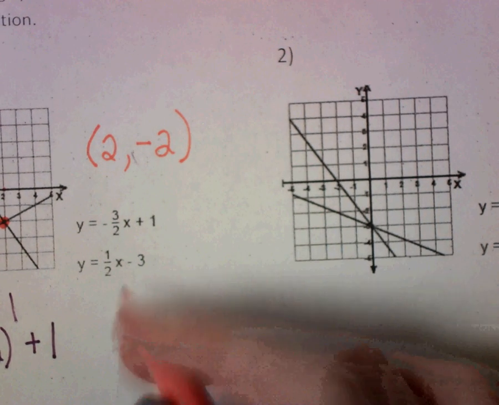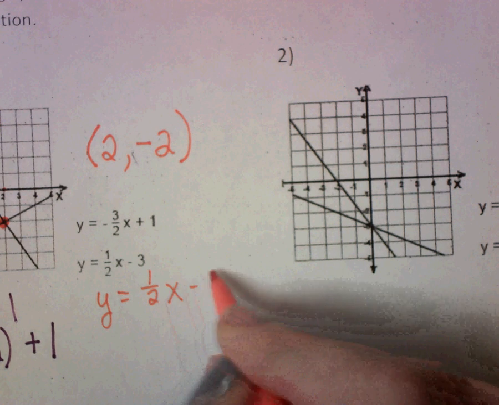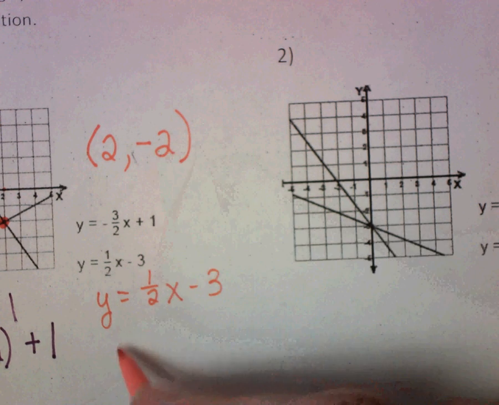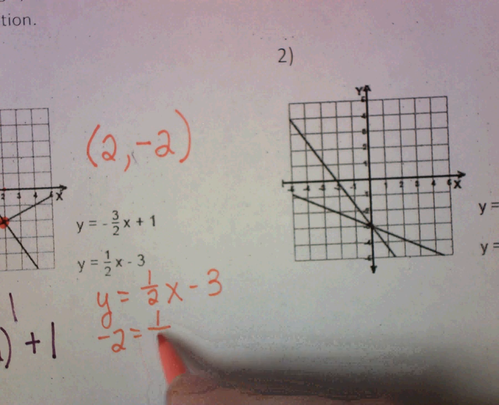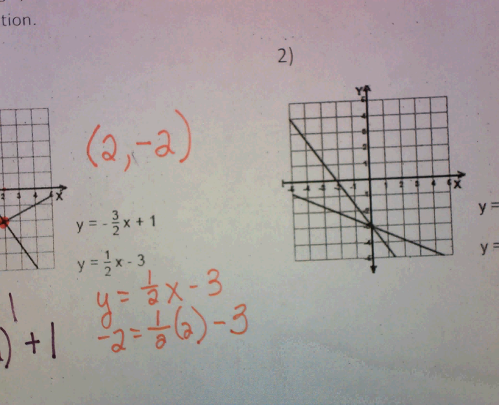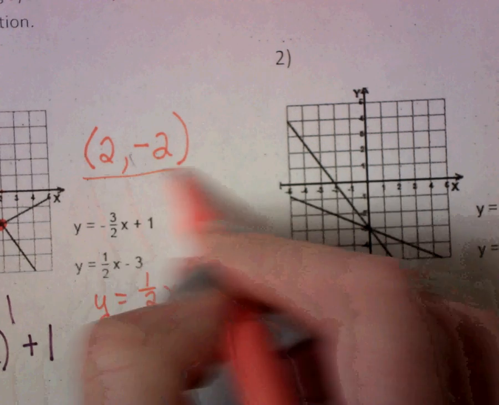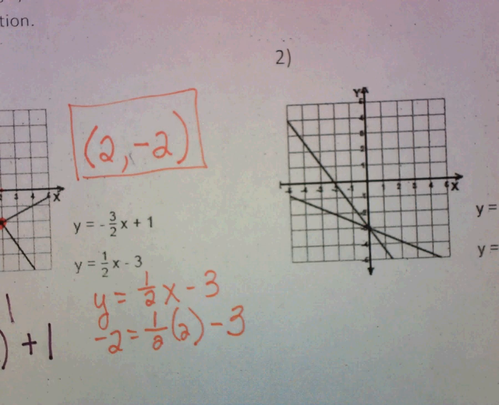Okay, so for the next one, y = 1/2 x - 3. Let's plug in our numbers. y is -2, x is 2, minus 3. So you check that. See if it comes out. It should come out true. And so that means that (2, -2) is our solution.